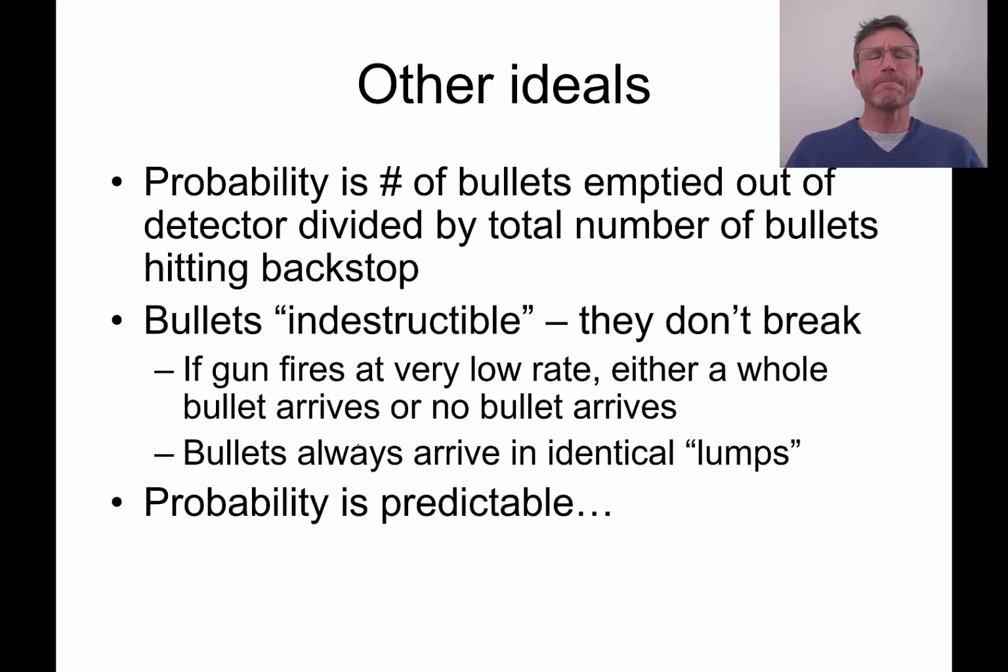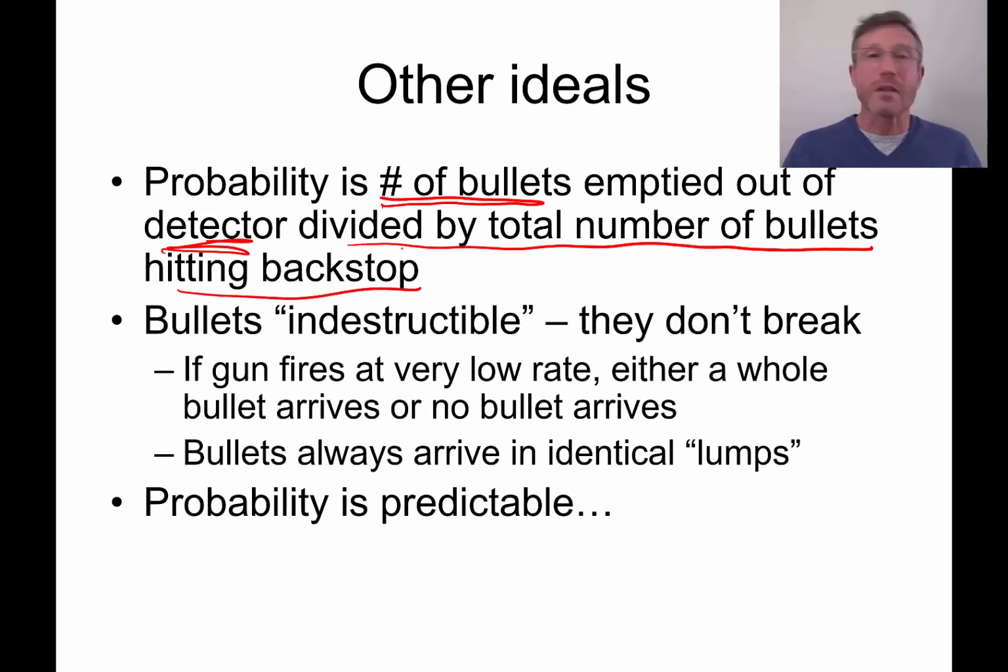what's the probability of a bullet hitting a certain position as a function of X away from that central position on the backstop? So the probability is the number of bullets in that detector divided by the total number of bullets that have hit the backstop. Okay, so that makes sense to us.